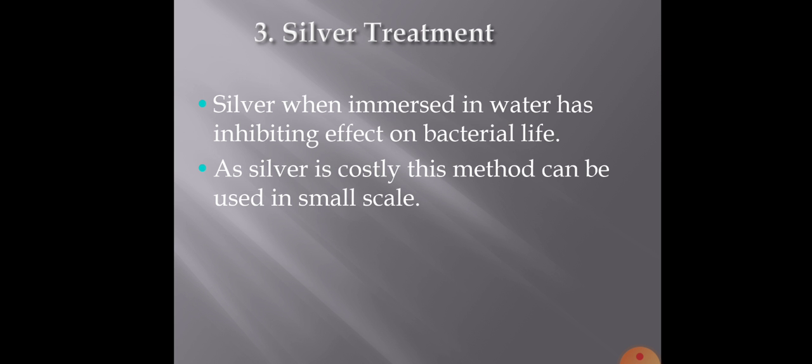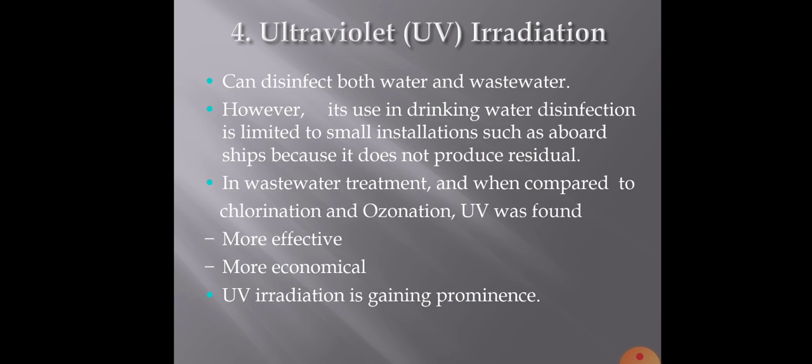But since we already know that silver is very costly, this method may be used only in very small installations, or we can say it is usually used for a very personal or private individual household method, and it is not feasible to adopt the silver treatment process on a large scale for public water supply. Now coming to the next process, that is ultraviolet ray treatment.